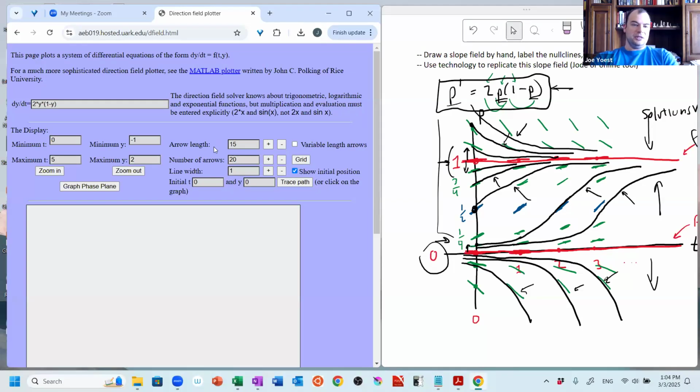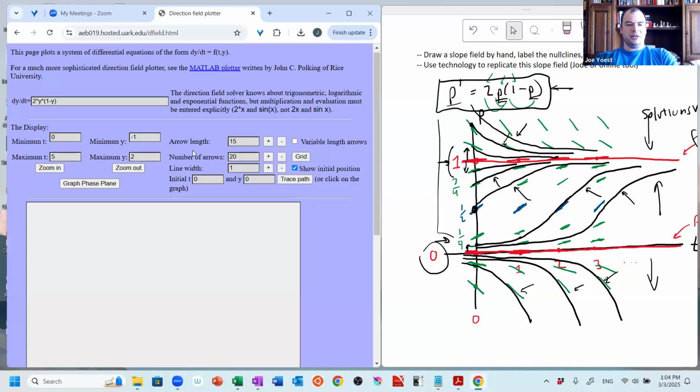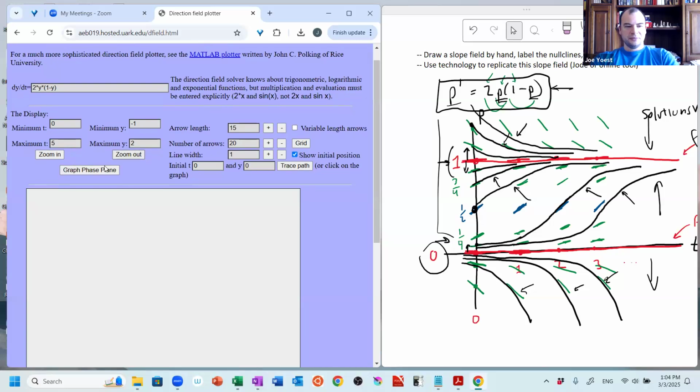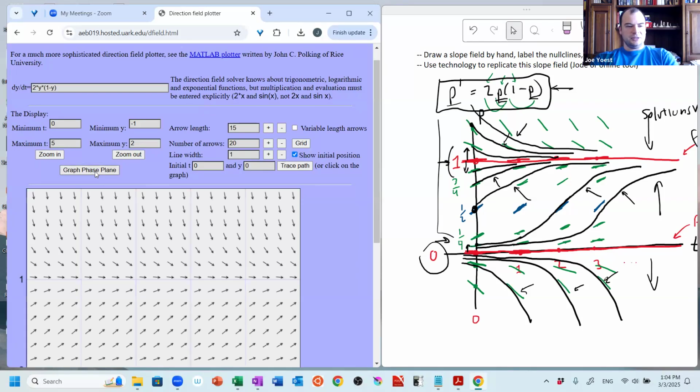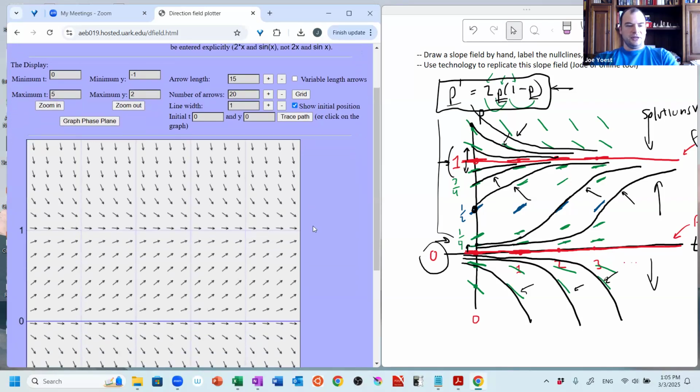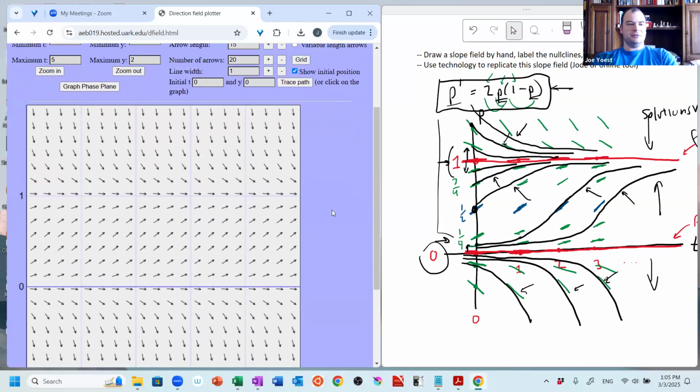Arrow length, let's just see how that looks. Number of arrows, 20. Hopefully that'll look pretty good. We'll try it. And let's leave all of these as they are. And I click graph phase plane.